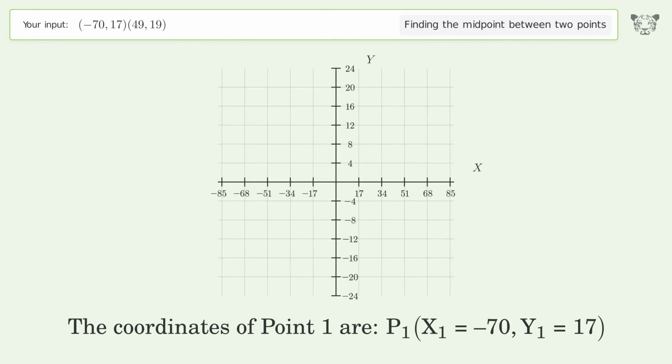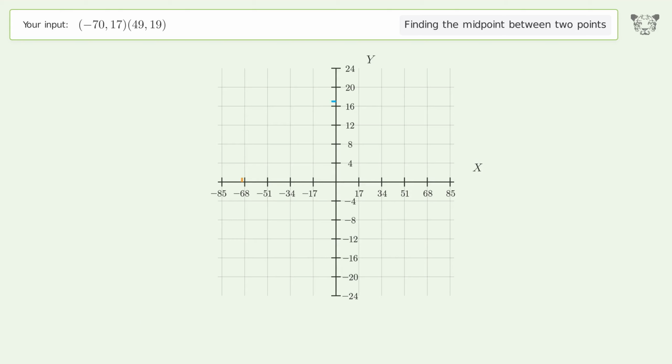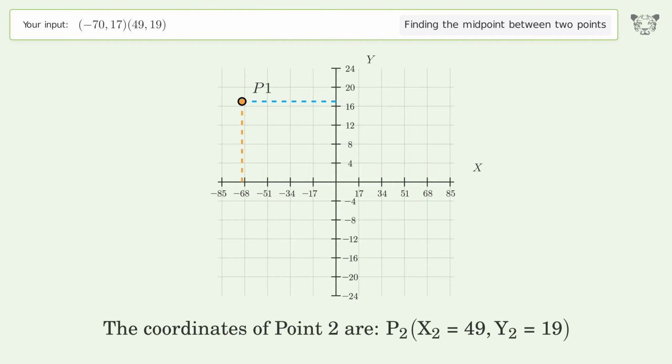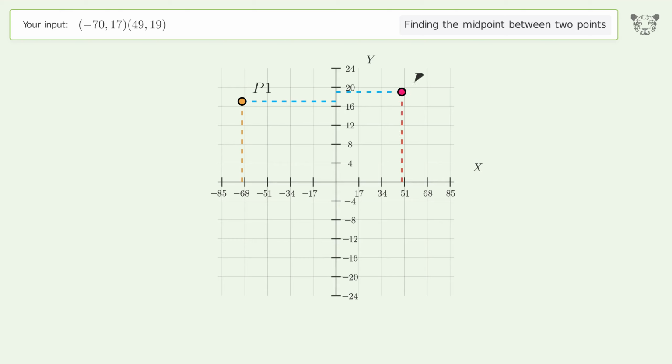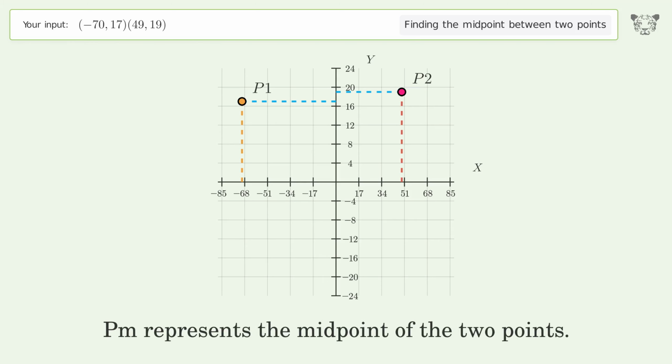The coordinates of point 1 are, x1 equals negative 70, y1 equals 17. The coordinates of point 2 are, x2 equals 49, y2 equals 19. PM represents the midpoint of the 2 points.